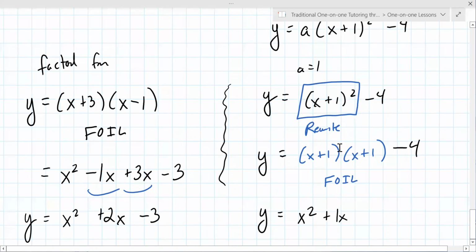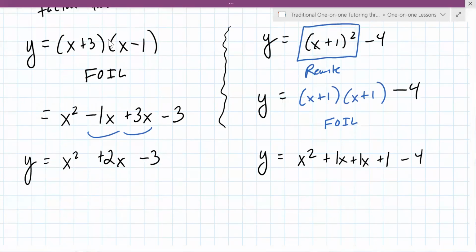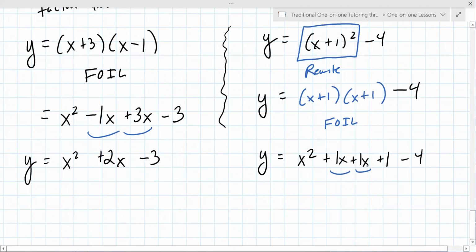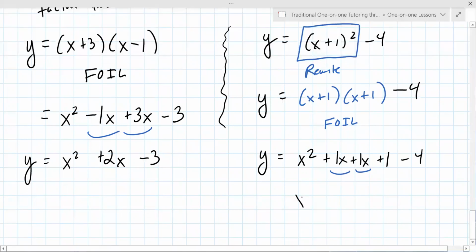And then you have the inner, 1 times x, 1x. And then you have the last, L. 1 times 1, you're multiplying, so 1. Plus 1. You can bring the -4 down. Now you can combine like terms, x squared plus 2x, and then minus 3.